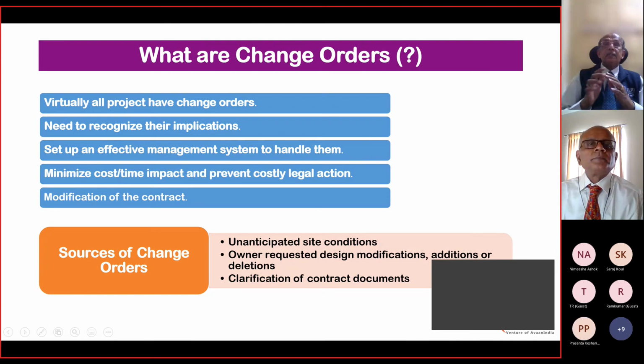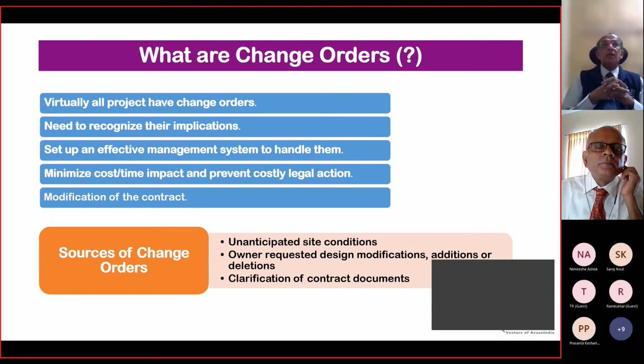What are change orders? Virtually all projects have change orders. We need to recognize their implications with an open mind and set up an effective management system to handle them.